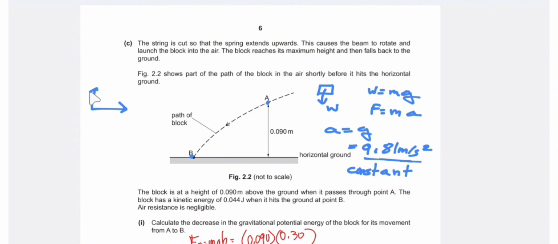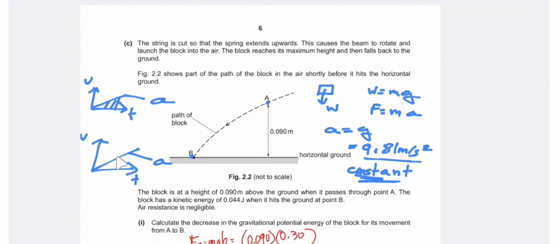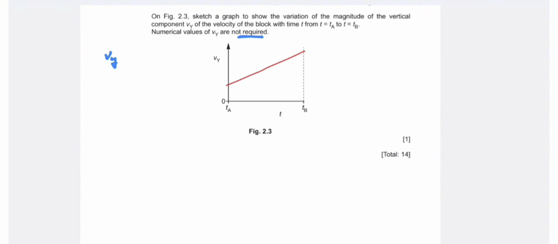We know that for a velocity time graph, the gradient of the velocity time graph is the acceleration, and the area under the velocity time graph is the displacement. Here the acceleration is constant, that is 9.81 meter per second square. Since acceleration is constant, the gradient of the velocity time graph would also be a constant and a straight line. The value of acceleration is 9.81, but we don't need to write any numerical value.